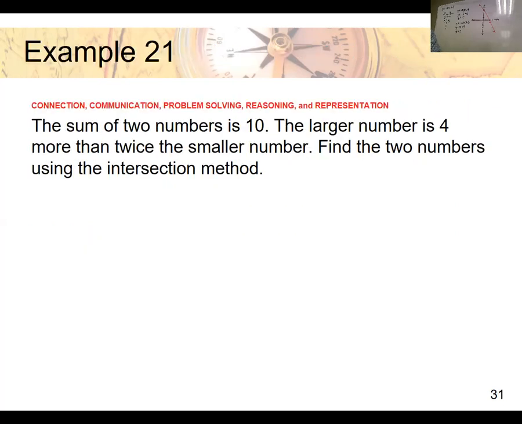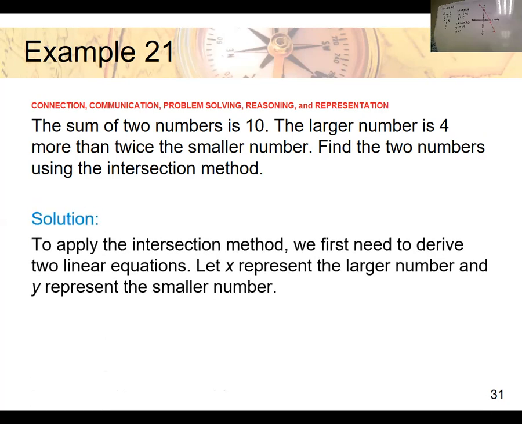Okay, so now here they have this in word form. And I know, yeah, I know y'all hate word problems. I know. The sum of two numbers is 10. The larger number is 4 more than twice the smaller number. And here I want to find the two numbers using the intersection method. So in this case here, we need to derive two linear equations from those words. X represents a larger number, Y represents a smaller number.